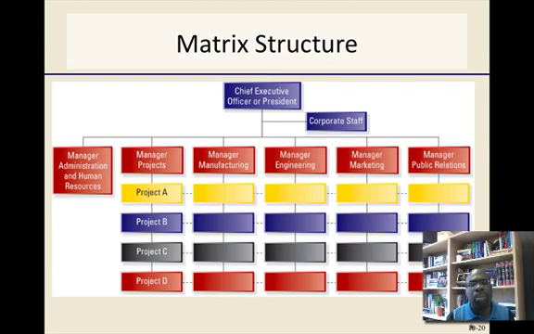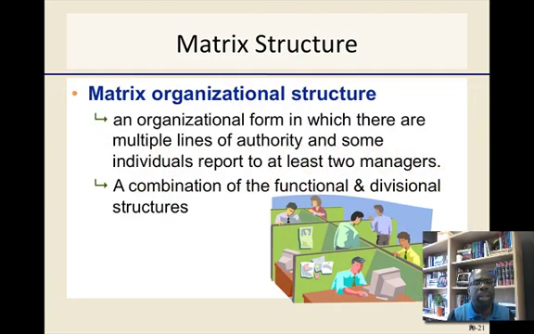The last organizational structure that is more traditional is a matrix structure, and as you will see, the matrix structure is very complicated, more complicated than all the other structures that we have discussed so far. The matrix structure is an organizational form in which there are multiple lines of authority, and some individual managers report to at least two bosses, or we say two managers. It is a combination of the functional and divisional structures.